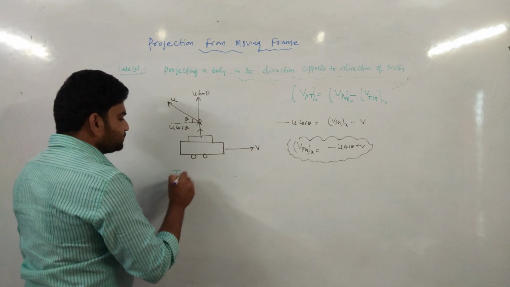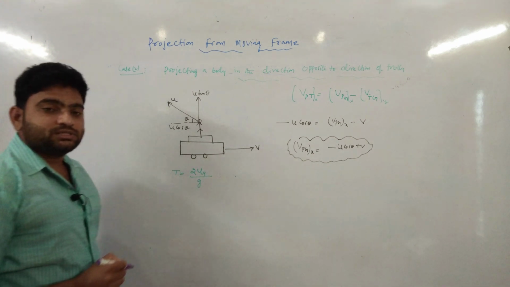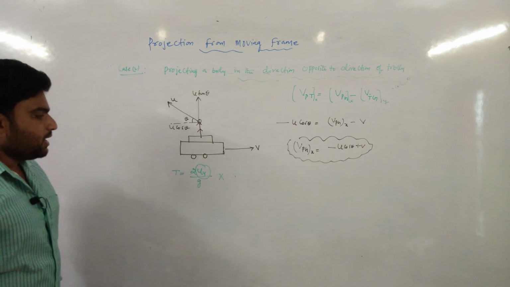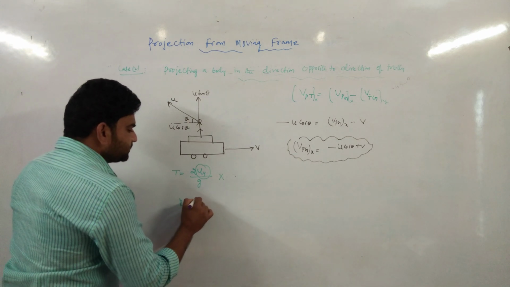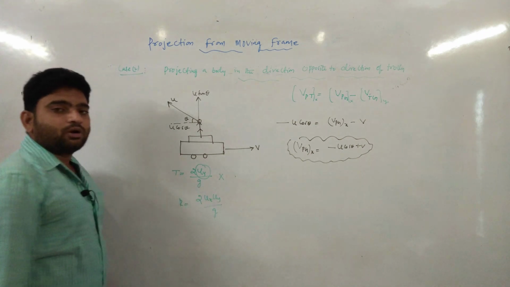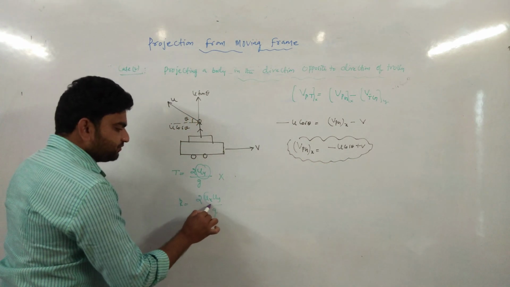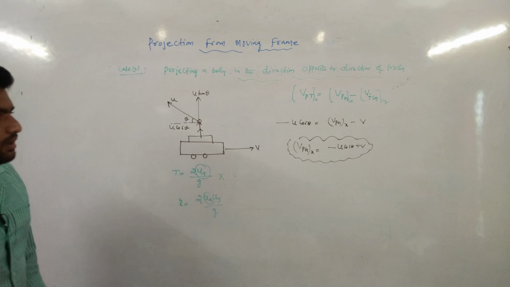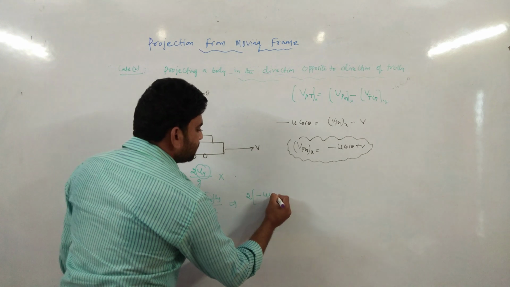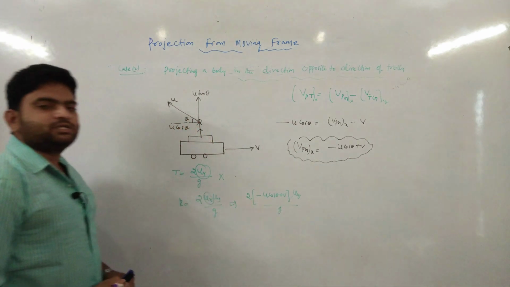So the first one, time of flight, is 2uy by g, that is 2u sin theta by g. As this is the vertical component, there is no change in the time of flight, right? And the second one, range, generally it is 2 ux uy by g, but there is a change in the horizontal direction. That change is minus u cos theta plus v. That means in place of ux we have to replace minus u cos theta plus v. Then the range becomes 2 into minus u cos theta plus v into uy by g. So this is the range formula.